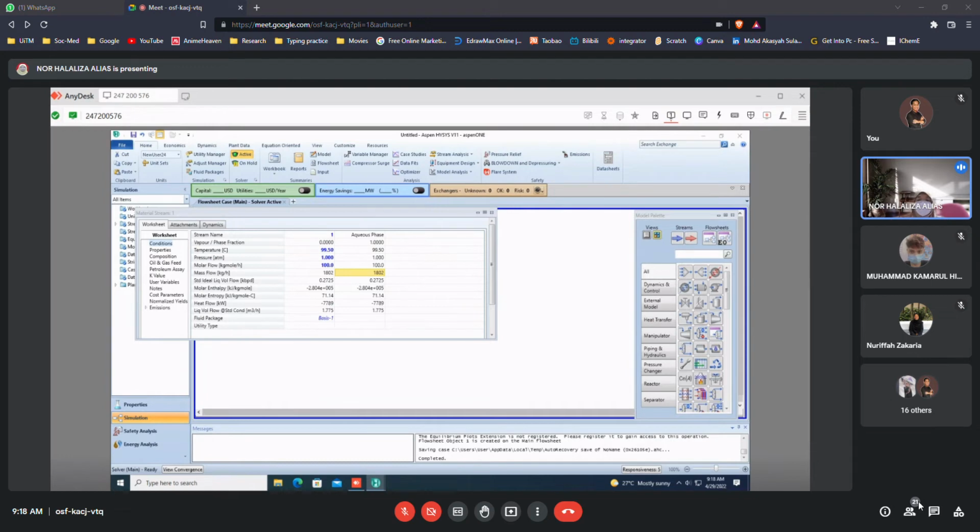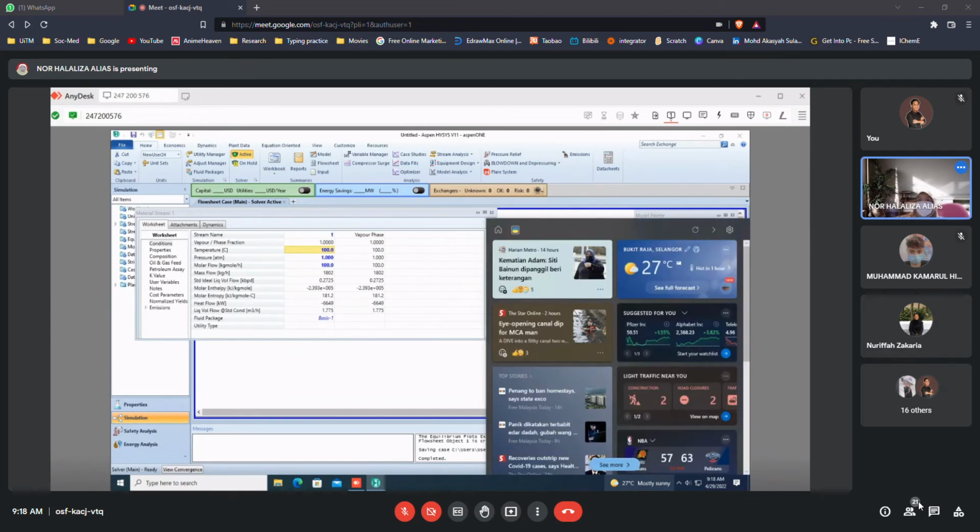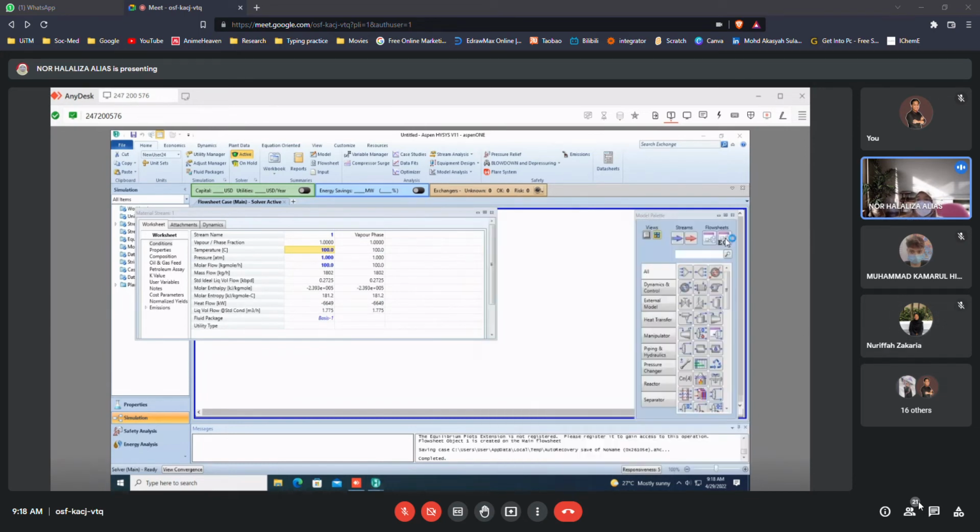T equivalent to 100. Okay, what if you change T equivalent to 100? Okay, simply change, check the unit, enter. So what will be the V over F now? 1. And then exists as? Vapor. Okay, good. Okay, the next, the third question.